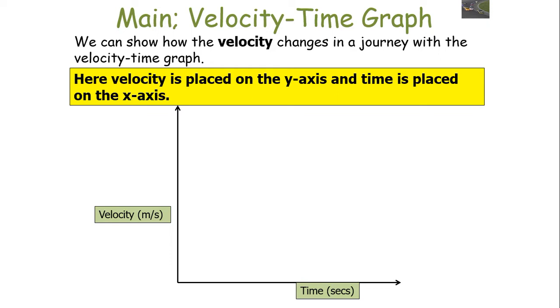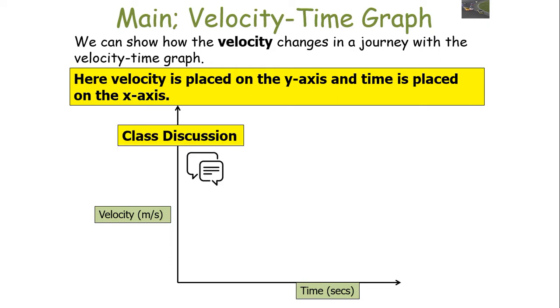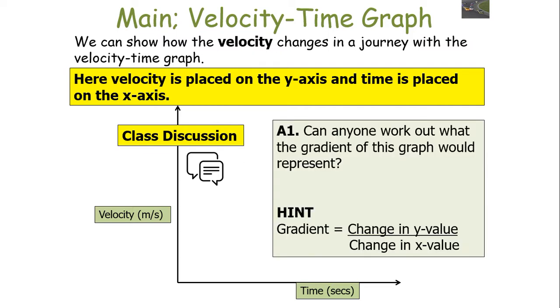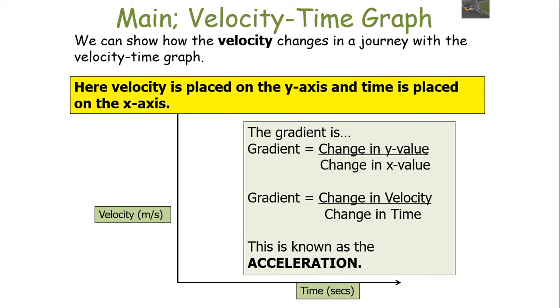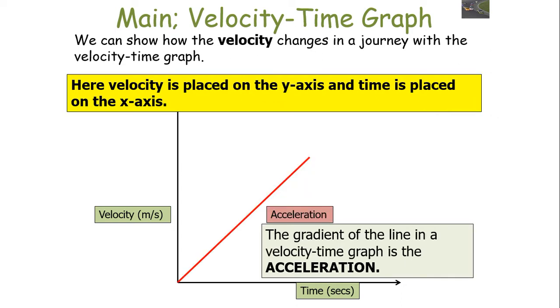So we can show how the velocity changes in a journey with the velocity time graph. Now these are graphs where the velocity is placed on the y-axis and the time is placed on the x-axis. Now let's have a think. Can we work out what the gradient of this graph would represent? Now remember, the gradient is always the change in the y value divided by the change in the x value. So because we know the y value is velocity and the x value is time, the gradient is velocity divided by time, which we call acceleration. So the gradient of the graph shows the acceleration of the object.